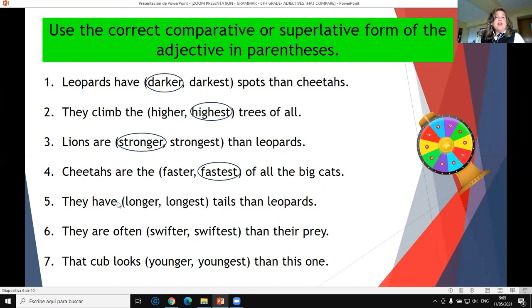Number 5. They have longer or longest tails than leopards. We're comparing them to leopards, so we use comparative. They have longer tails than leopards. Number 6, they're often swifter or swiftest than their prey. Okay, so we're comparing them to the prey, so we use comparative, swifter. And then number 7, that cub looks younger or youngest than this one. We're comparing one cub to another one, so we use comparative, younger. That cub looks younger than this one.